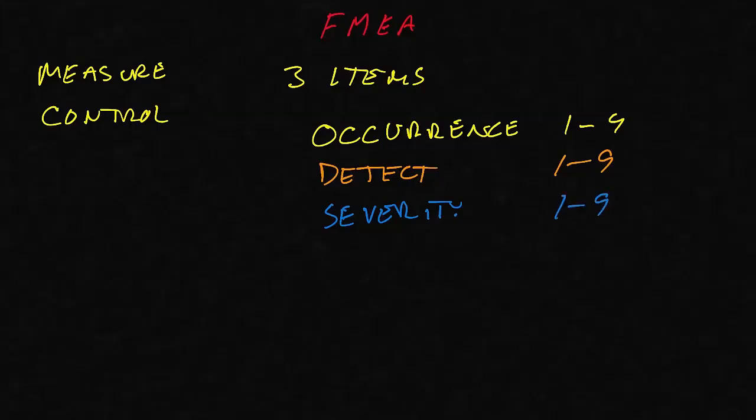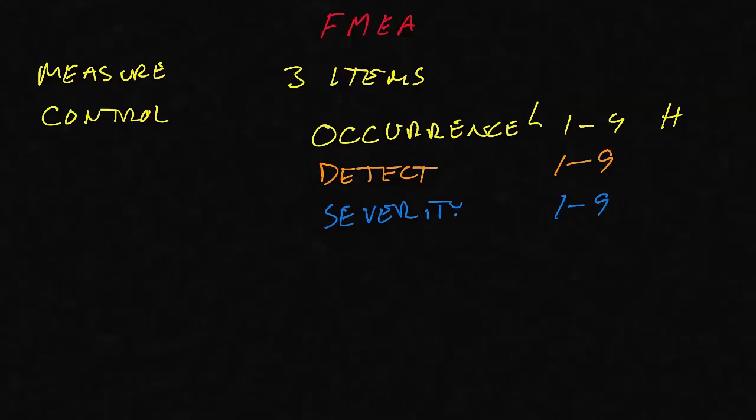Again, 1 to 9. So in the measure phase, we're going to look at and brainstorm as many different failure modes as we can find and try to identify all these failure modes. And then we identify the probability of occurrence. So if it's a high likelihood of occurrence, then it's going to get a 9. If it's a low likelihood of occurrence, it's going to get a 1.